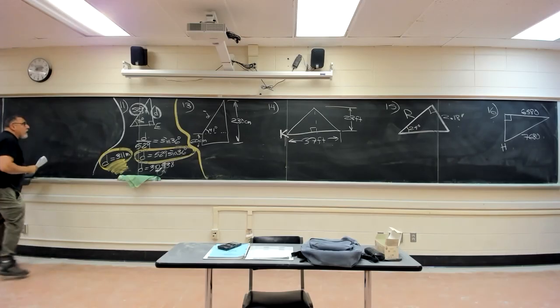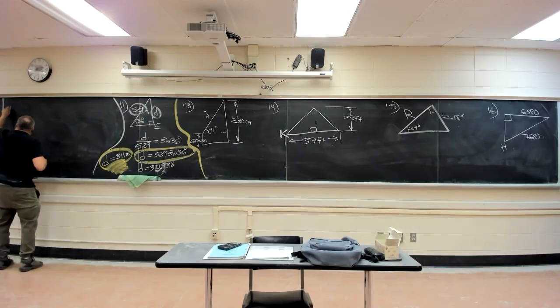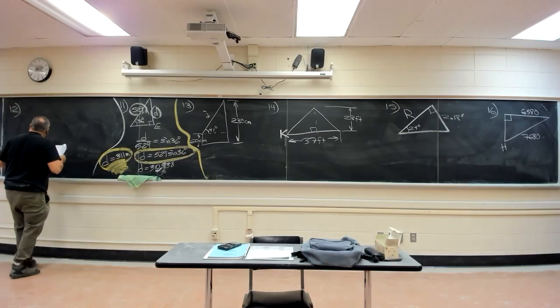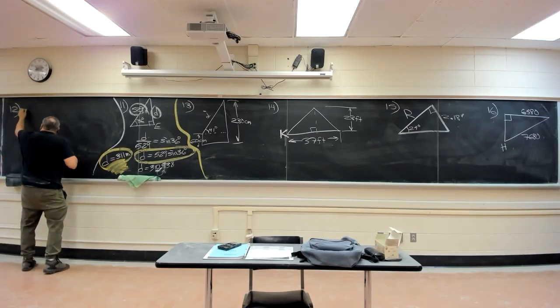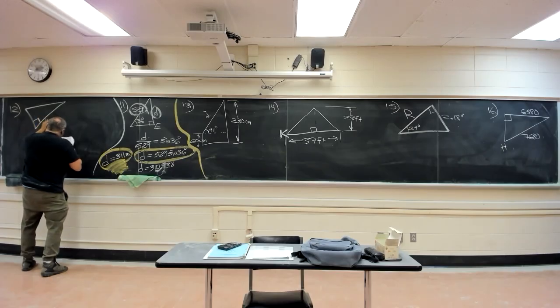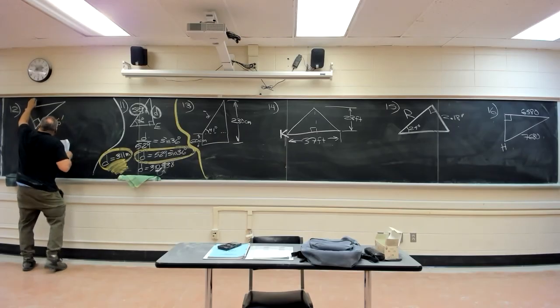So that was number 11 that we just did. Let's do number 12. Find D to the nearest degree. They've got something looking like this. This is not a good drawing, but let's say that's a 90-degree angle. This is 48.6 inches. This is 65.7.